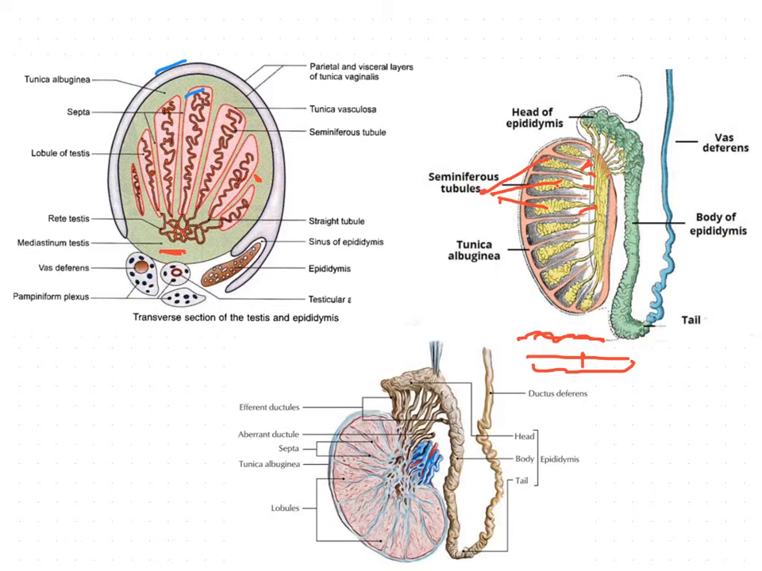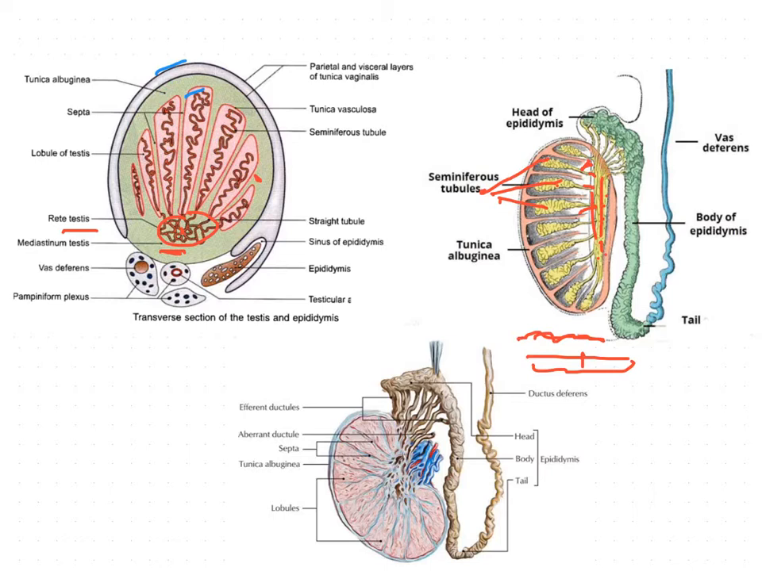So after entering into the mediastinum, all these straight tubules form a network of tubules. This is the network here. This network of tubules is called the rete testis.